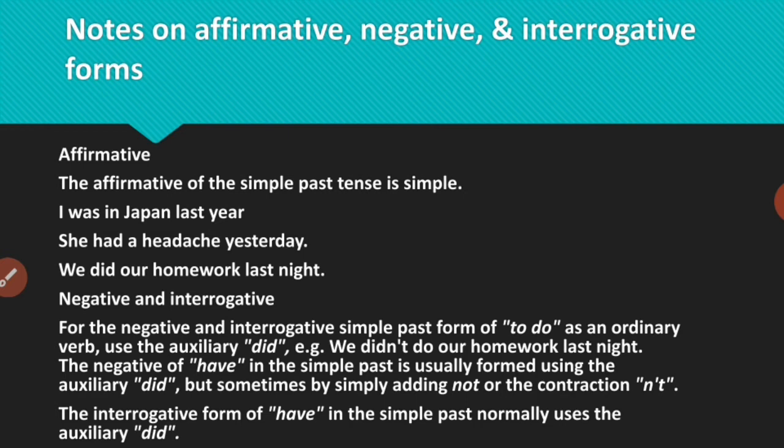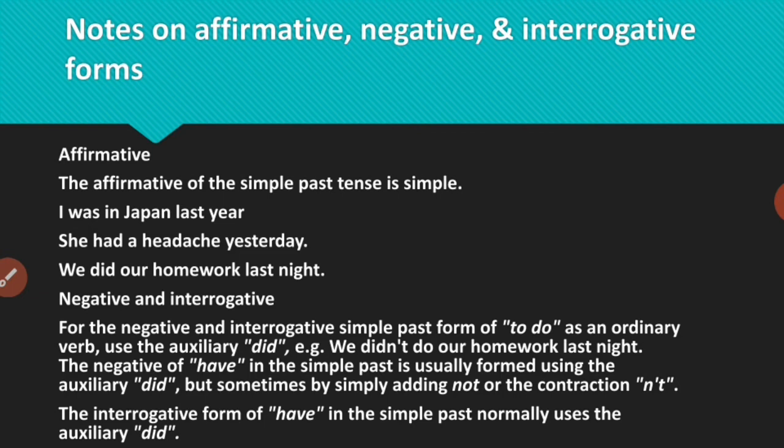We did our homework last night. Here, did is the second form. Negative and interrogative. For the negative and interrogative simple past form of to do as an ordinary verb, use the auxiliary did. Example, we did not do our homework last night.